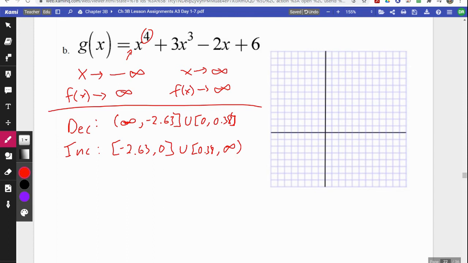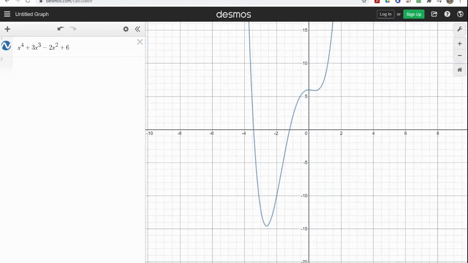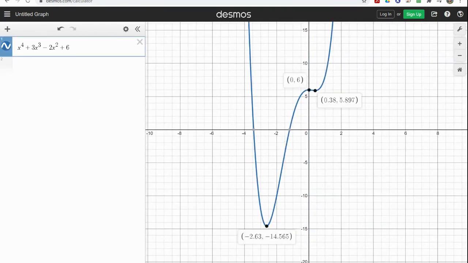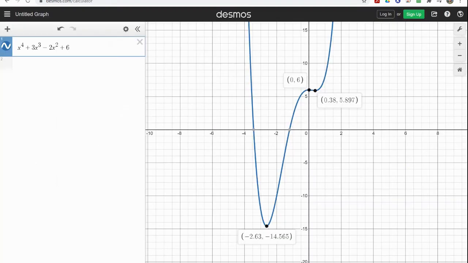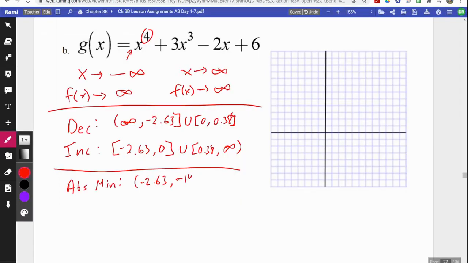All right, we kind of already have some of these points, but Desmos will tell us. I'm going to zoom back down, grab that point, grab that point, grab that point. In this case, since there is no lower point on my graph than this negative 2.63 extrema, that is the absolute minimum. There is no part of the graph that goes lower. So we have an absolute minimum at the point negative 2.63, negative 14.565. Just clarification, these are points, so there are no brackets in this. That's only for interval notation. This is just the ordered pair that is the absolute minimum.